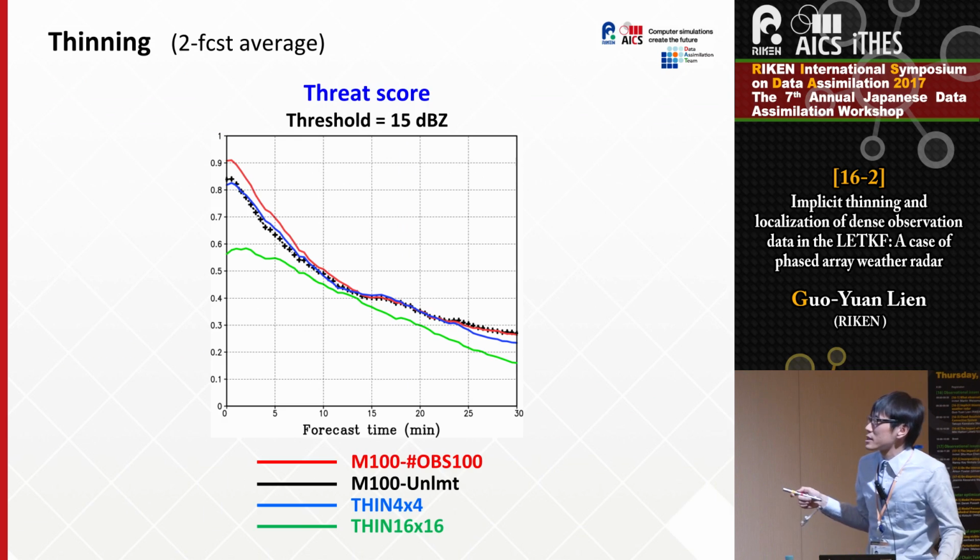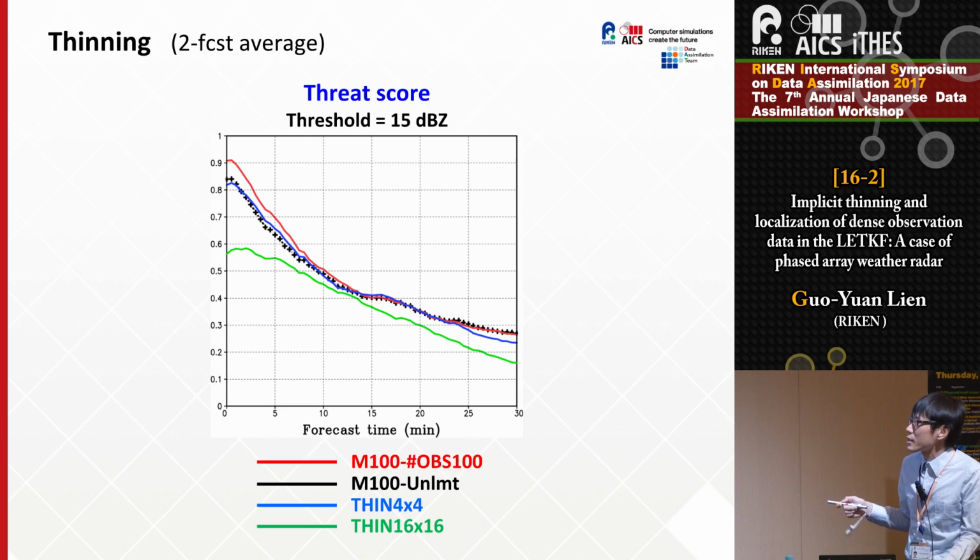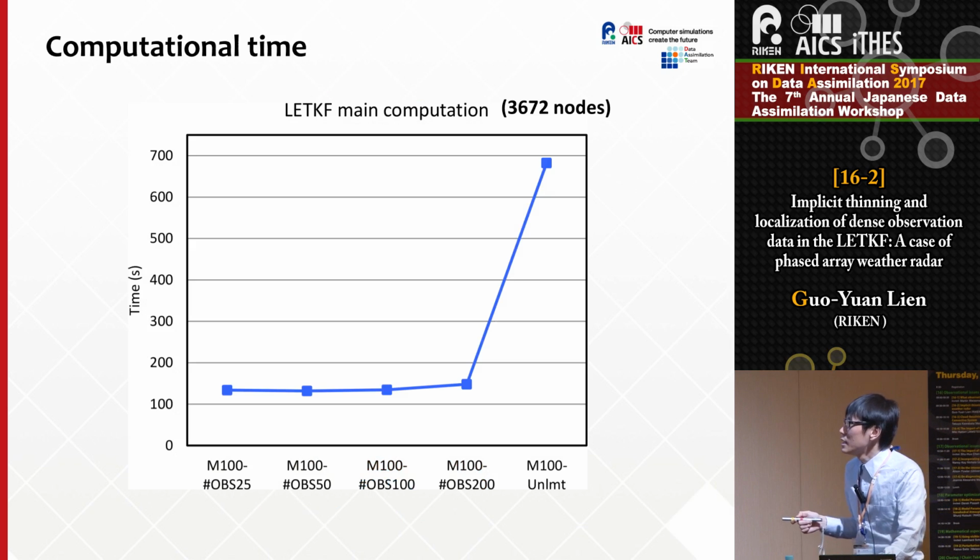So this is the result of the threat score, comparing this number limit experiment and the thinning experiment. If you thin 4 by 4 grid points, it's similar to the original LETKF, but it's worse than the number limit. And if you thin strongly like this, you get an even worse result. And finally, this is the computational time of this method. I just want to show it can reduce the computational time.